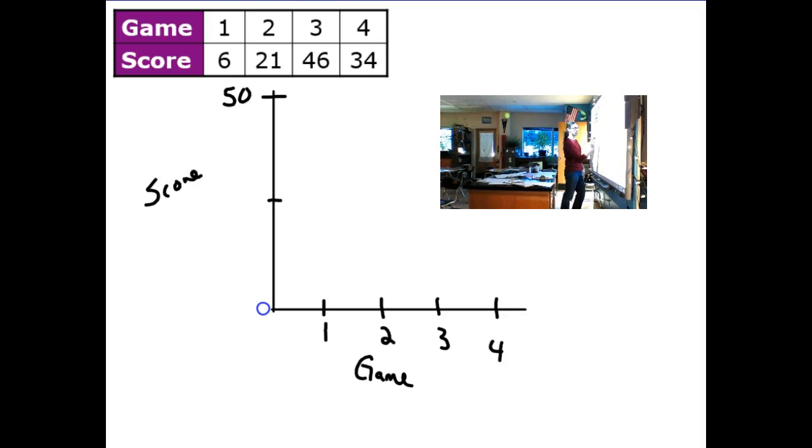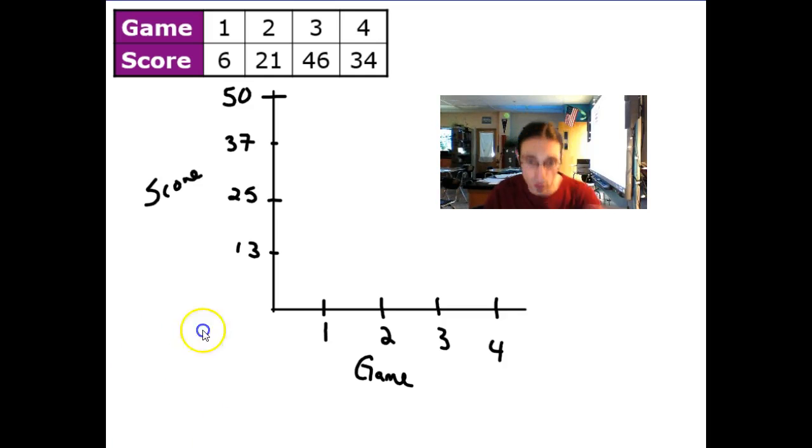So right here is about 25. I'm going to split this in half again. Halfway between, it's about 37. Halfway between 25 and 0 is going to be, we call that 13. And so now I have a scale. I have a way to graph this. And again, in an ideal world, I have to start at 0, 0. I can make a break here if I need to jump up to numbers that make sense.